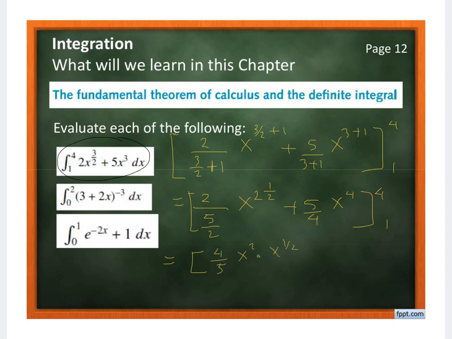If time the exponent is plus 1, so this one equal 4 over 5 x squared square root of x, so this one x 4 interval 4 until 1. Now we try to substitute.